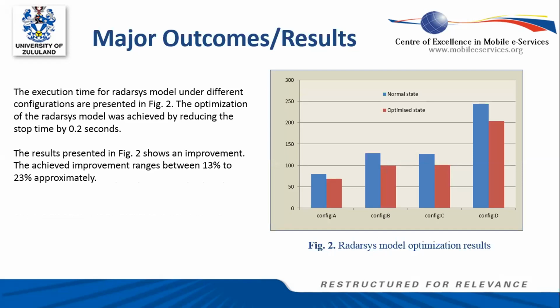And also on the other model, model B, because we said we use two models, the radar system model, it shows that under different hardware configurations, the optimization is achieved by reducing the stoppage time by 0.2 seconds, which in our world is a really small reduction, but in computation times, 0.2 seconds is reasonable. So the results presented in our figure two show an improvement of approximately 13% to 23% after optimizing our results by reducing the time taken by 0.2 seconds.